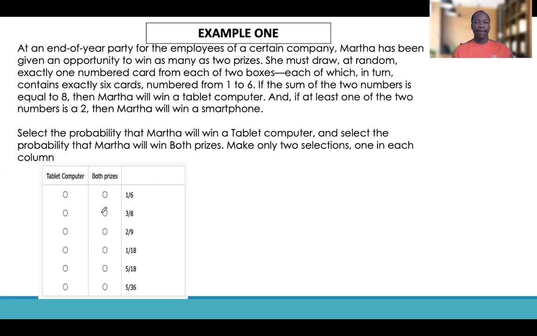Example 1. At an end-of-year party for the employees of a certain company, Martha has been given an opportunity to win as many as 2 prizes. She must draw at random exactly 1 numbered card from each of 2 boxes, each of which in turn contains exactly 6 cards, numbered from 1 to 6. If the sum of the 2 numbers is equal to 8, then Martha will win a tablet computer. And if at least one of the 2 numbers is 2, then Martha will win a smartphone. Select the probability that Martha will win a tablet computer, and select the probability that Martha will win both prizes. Make only 2 selections, 1 in each column.